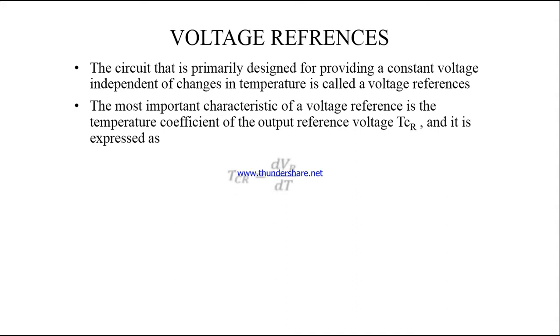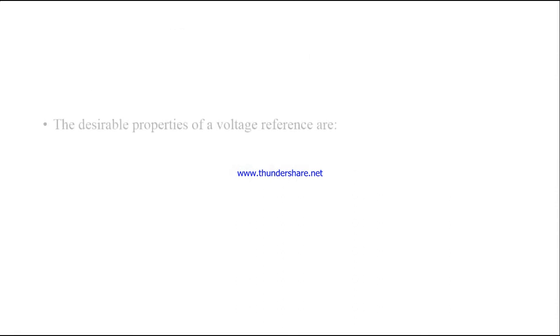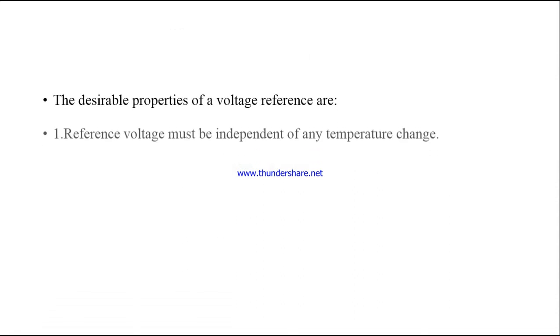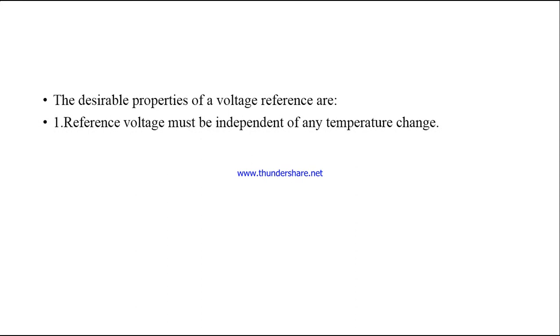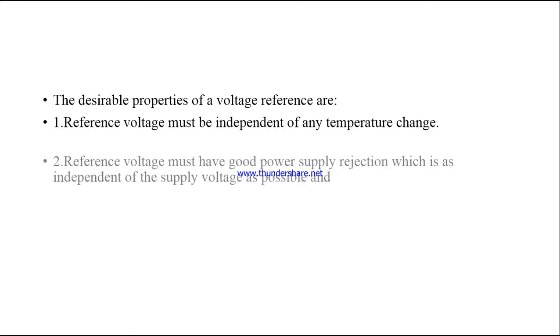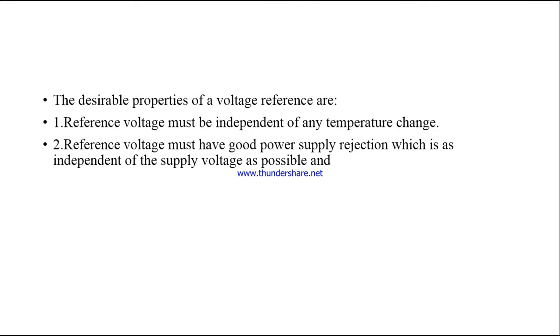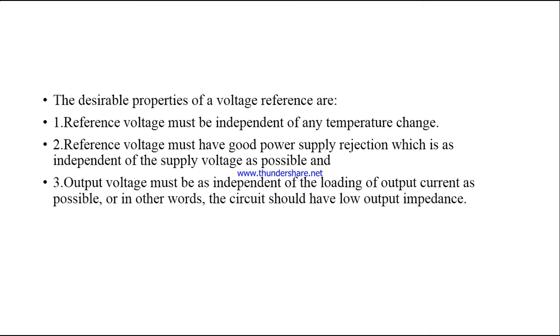and is expressed as TCR equal to dVR divided by dT. Some of the properties of the voltage references are: first, the reference voltage must be independent of any temperature change; second, the reference voltage must have good power supply rejection, which is as independent of the supply voltage as possible; and the third one is that the output voltage must be as independent of the loading of output current as possible, or in other words, the circuit should have low output impedance.